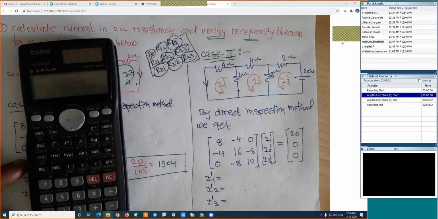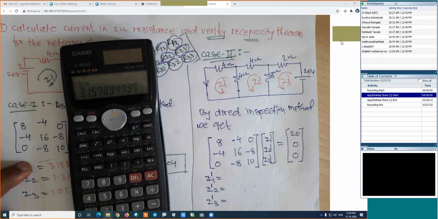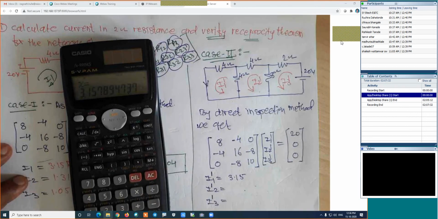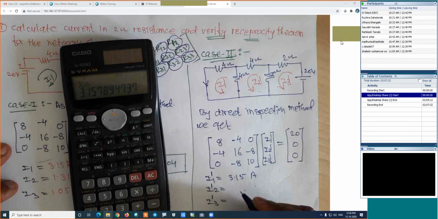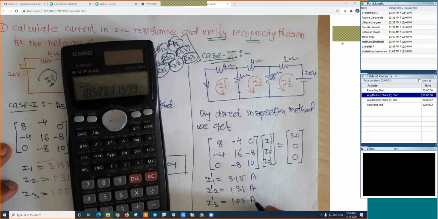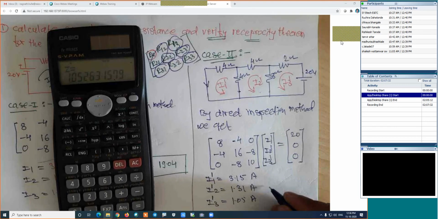Now look at the values. Here in this case, I1 is 3.15 amperes. Is it right? This is I1 dash. How much is I2? Here in this case, I2 is 1.31 amperes. Is it right? And this is 1.05 amperes. These are the values. We have changed the positions of V and I.